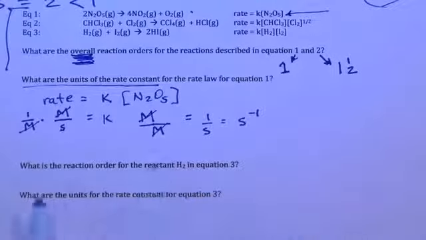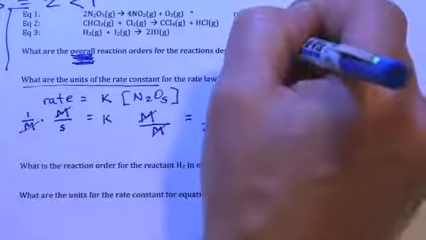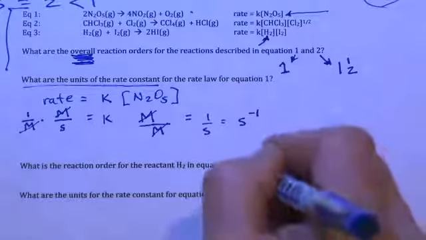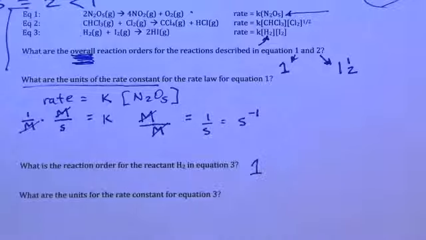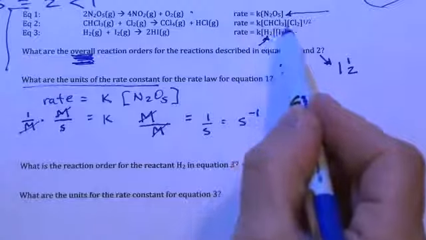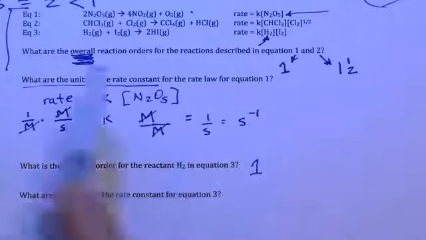What is the reaction order for the reactant H2 in equation 3? So back up here to equation 3, we look at reactant H2 and we look to its exponent right here, and it has an exponent of 1, so we say that the reaction order for H2 is 1. The overall reaction order would be the exponent of H2 plus the exponent of I2, which would be 2, of course, 1 plus 1.